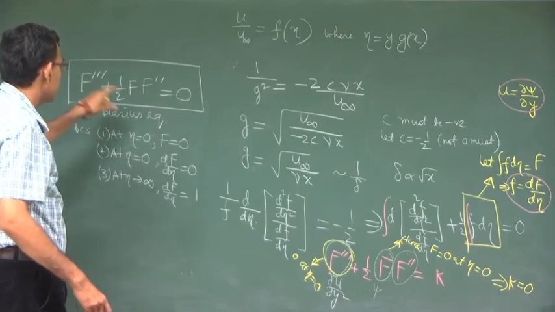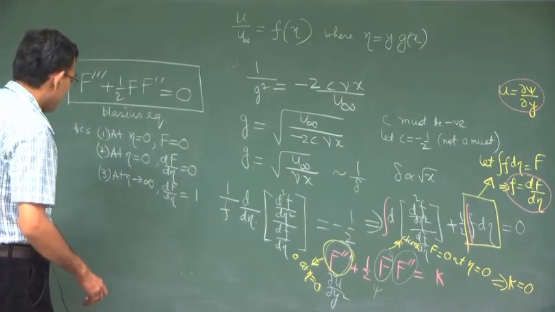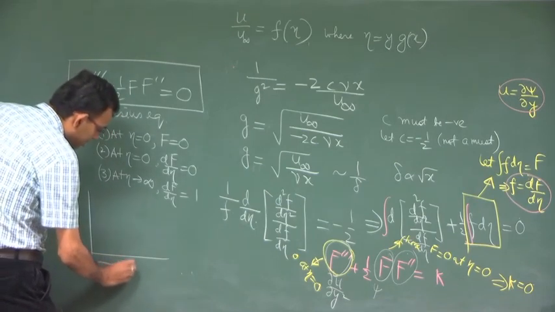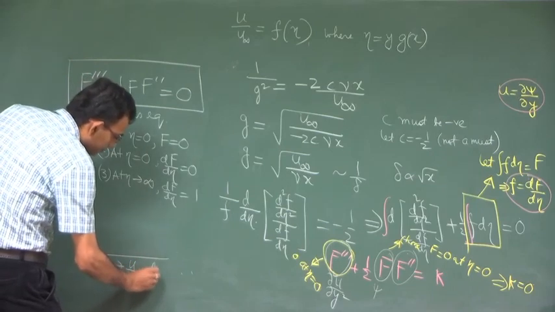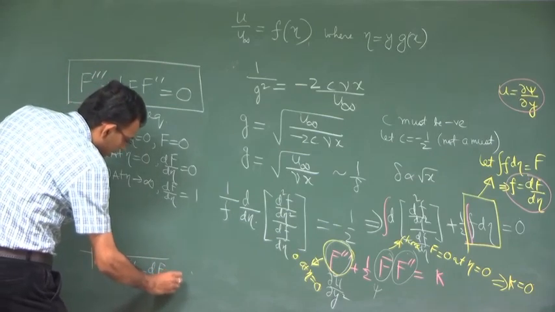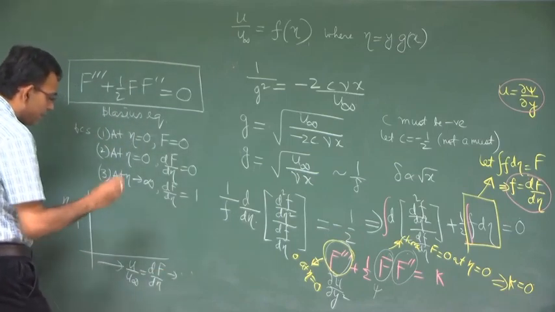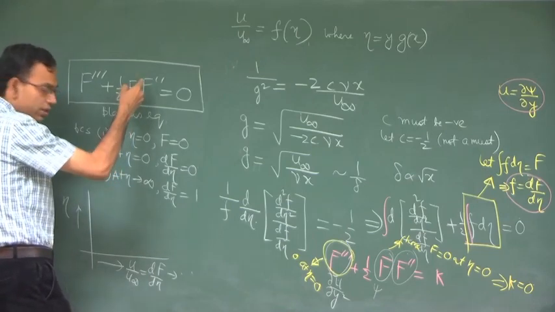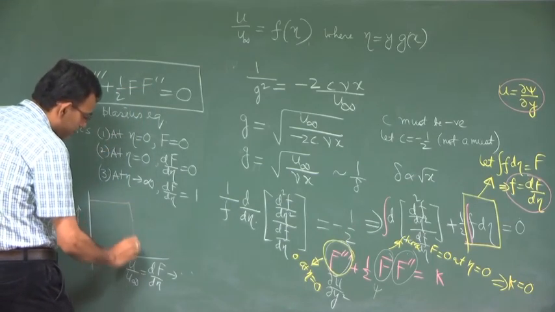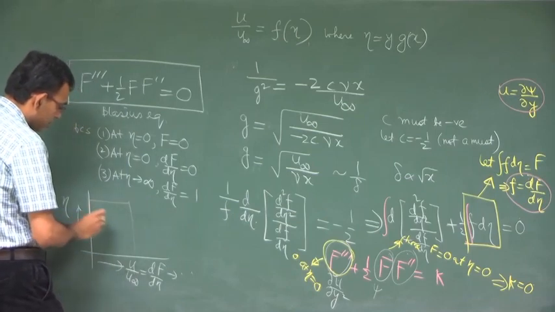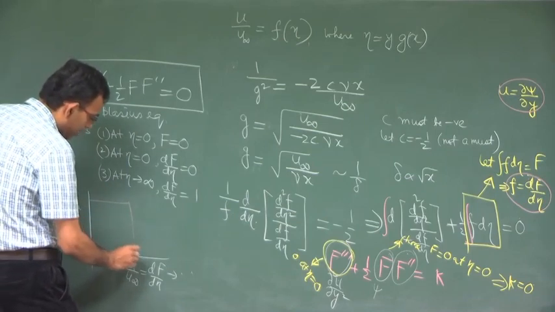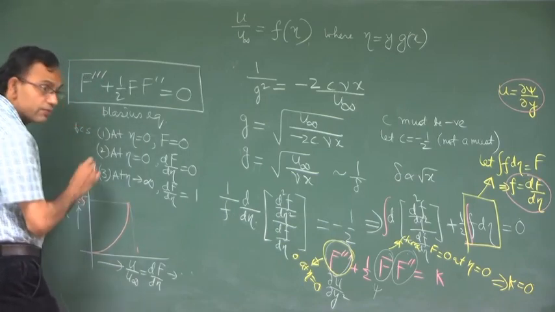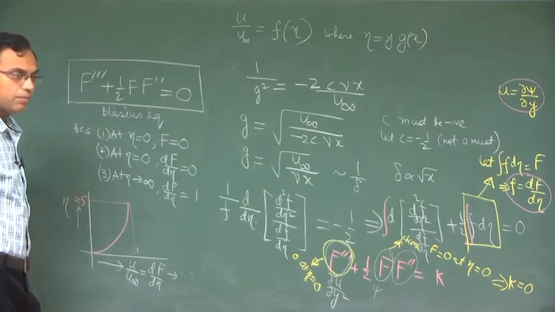So, this will give you a solution for f. So, then if you make a plot of the velocity profile as a function of eta, then from the solution of this the numerical result will come to be something like this. So, u by u infinity will tend to 1 when this is roughly equal to 5. This is the Blasius solution.